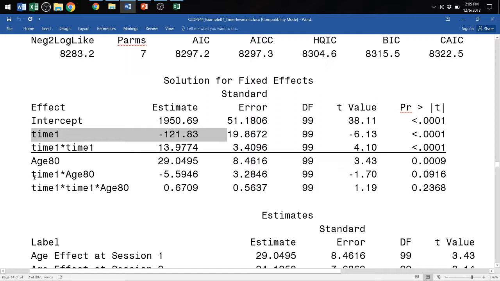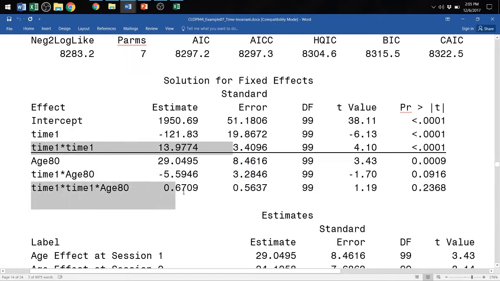Here's the linear time slope at the beginning. What happens to it in older people? More negative. What happens to the quadratic in older people? More positive. So if I were to describe how age affects this trajectory, disregarding the p-values, you're like, picture? Picture, right? That's how I would describe it.